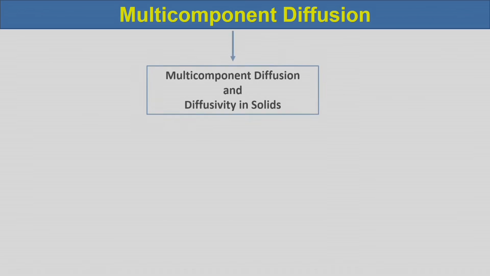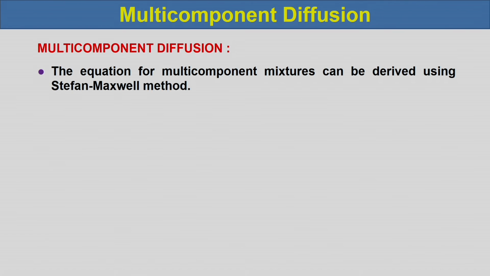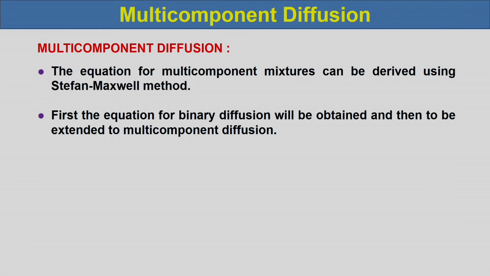In this lecture, we will consider multi-component diffusion and the diffusivity of the solid. So, first we will consider multi-component diffusion and then we will consider diffusivity in solids. Multi-component diffusion, in this case the equation for multi-component mixture can be derived using the Stefan-Maxwell method. First the equation for binary diffusion will be obtained and then extended to the multi-component diffusion.